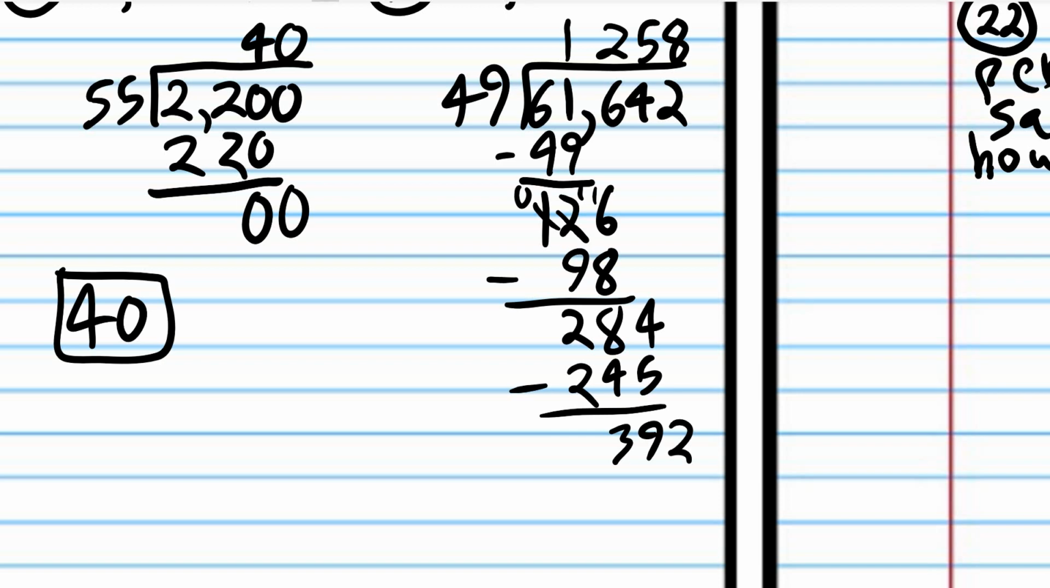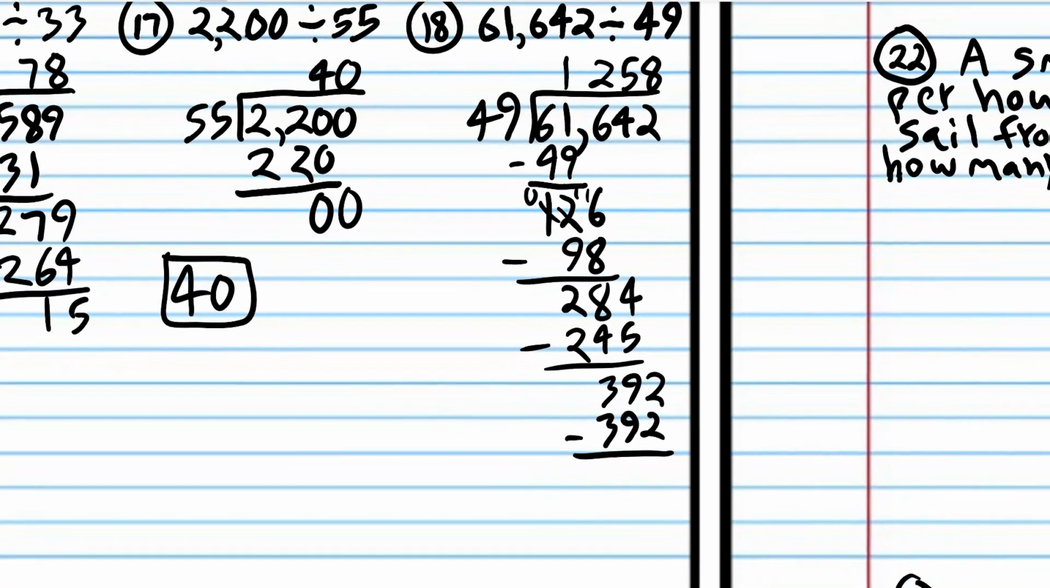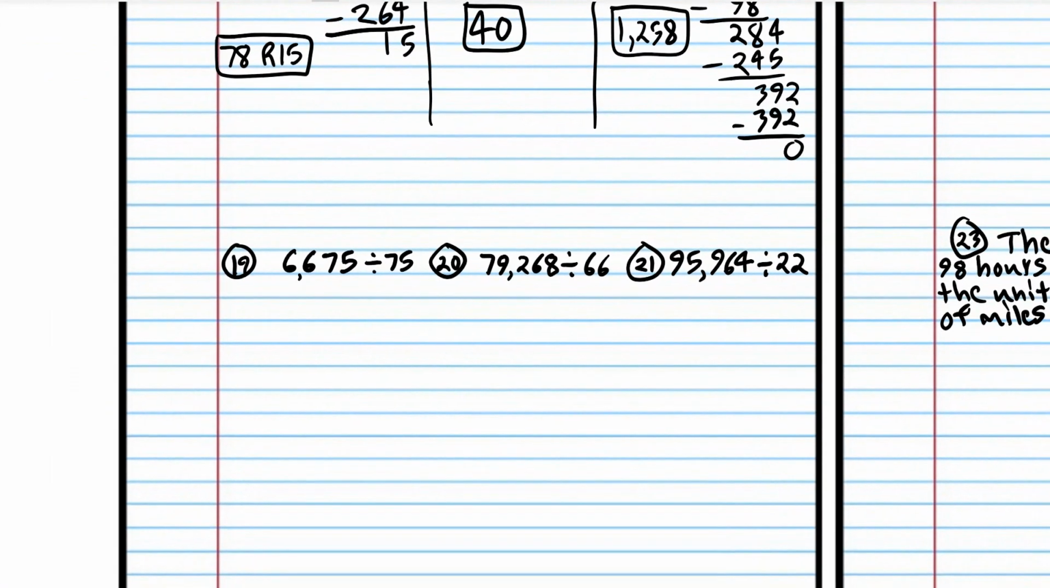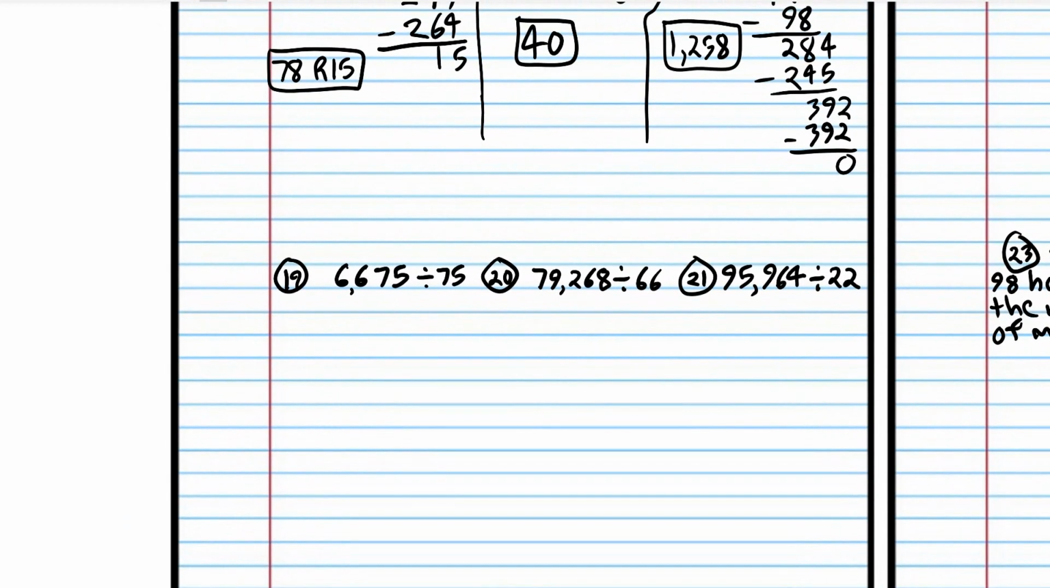There we go. See, it's the same algorithm. The only difference is we're just doing bigger numbers. 392 minus 392 is 0. And your final answer is 1,258. All right, and you can put dividers here to make it easier for the reader. All right, on to the next problem set.